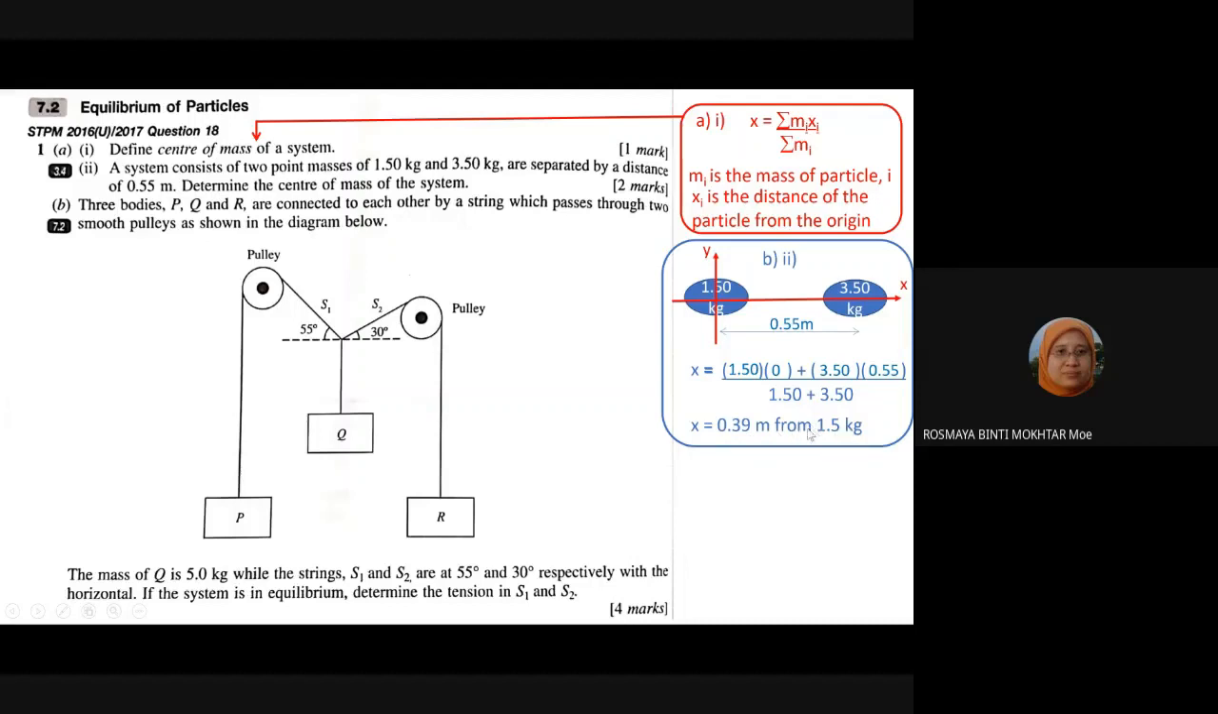So you must write this one because it depends on where you choose the fixed point. If you choose the fixed point here, that means 0.39 meter is from this mass, 1.50 kilogram. Okay, any problem with 1A2? Okay, so no problem. So we go to 1B.